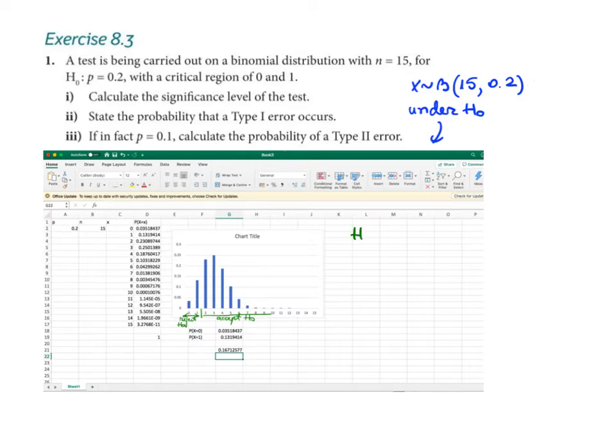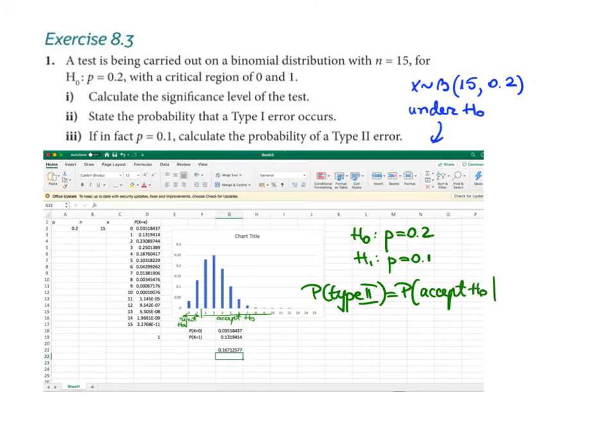So we are asked to test H0: p equals 0.2 against H1: p equals 0.1. So the probability of a type 2 error, we know, and we always write this, we always scaffold our thinking: the probability of accepting H0, given that H0 is false. So when do we accept H0? If we look at the decision rule, we accept H0 when x is bigger than or equal to 2.